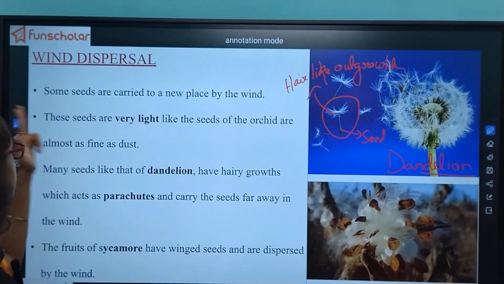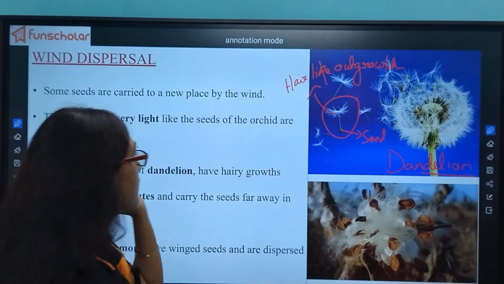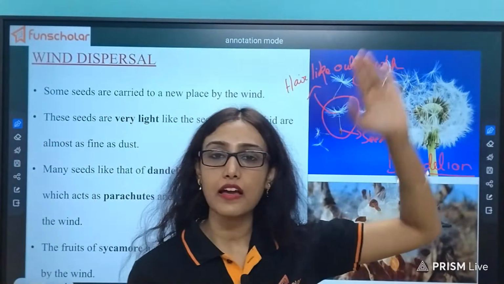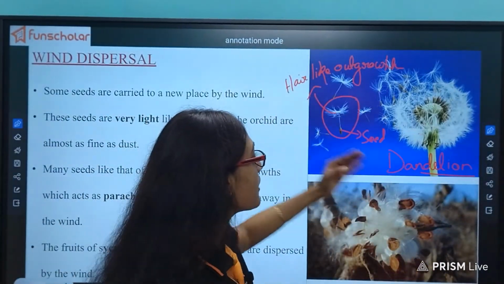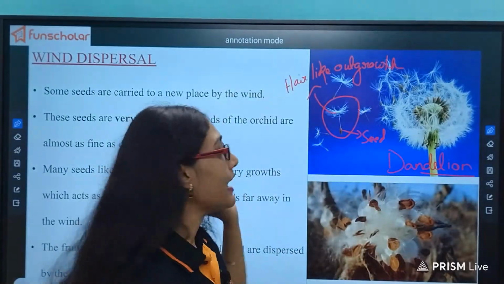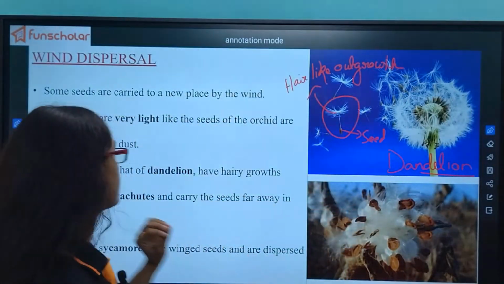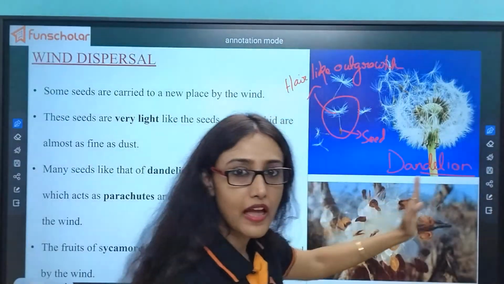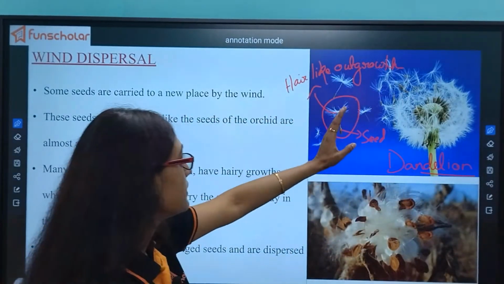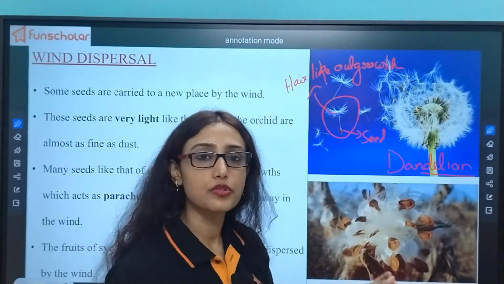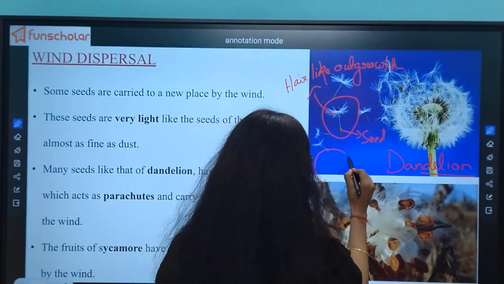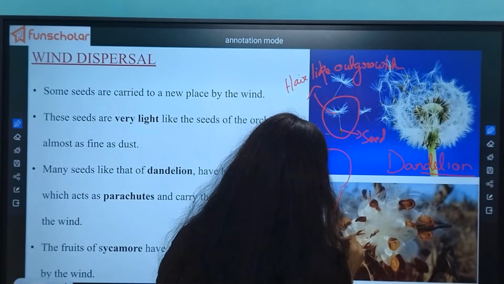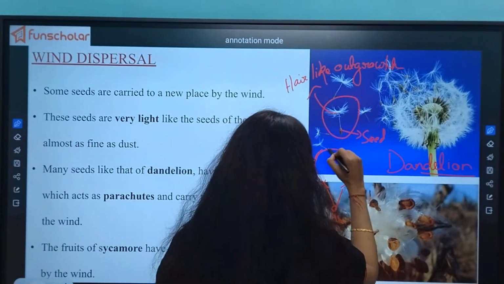So what happens? These seeds are very light, almost like fine dust. Dust is carried away by wind. Same way, these seeds are very light, very minute. That's why they are carried by wind. Many seeds like that of dandelion have hairy outgrowths. I have already mentioned it to you over here. So this acts as a parachute. You have seen a parachute. How does it look? It is something like that, and the man is over here. So it is forming.